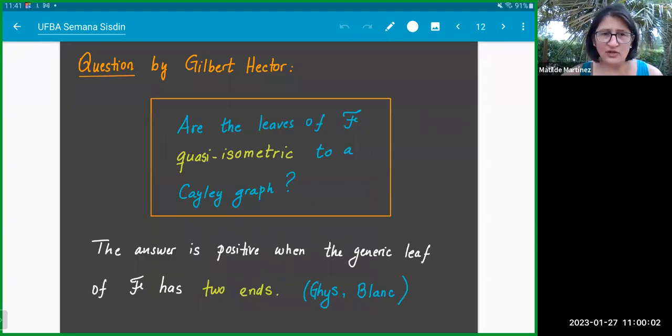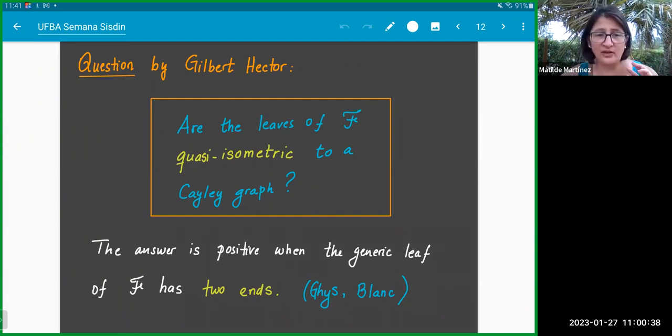The answer to this question is positive when the generic leaf of a foliation has two ends. This is a consequence of results by Etienne Ghys and Emmanuel Blanc. Leaves of a foliation generically have one end, two ends, or a Cantor set of ends. And the same is true of Cayley graphs. A Cayley graph always has one end, two ends, or a Cantor set of ends.